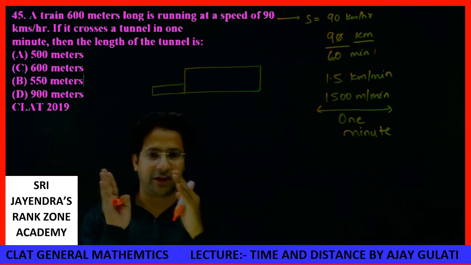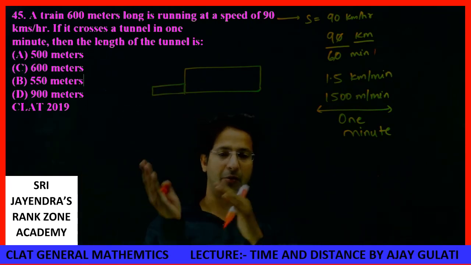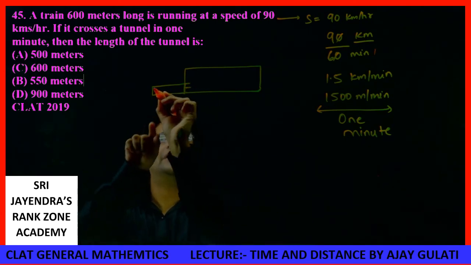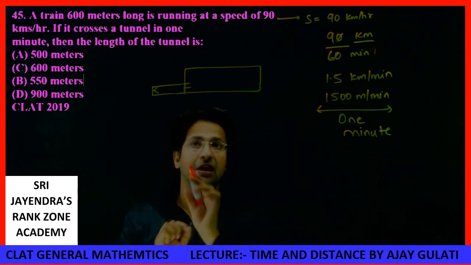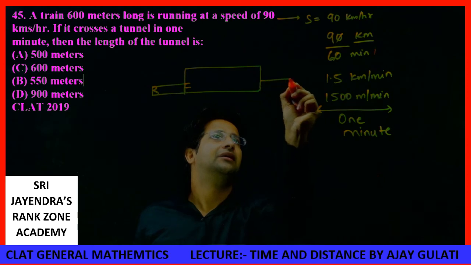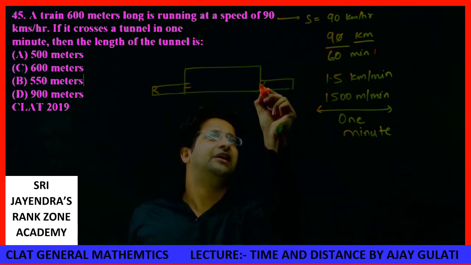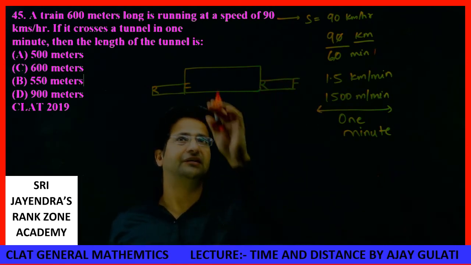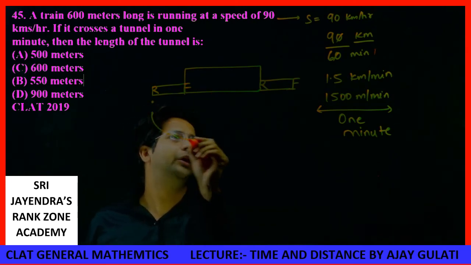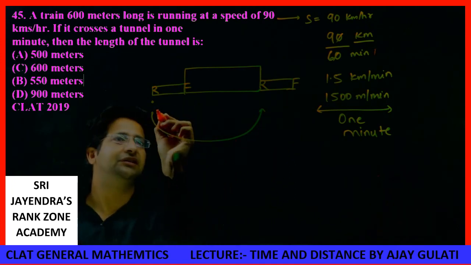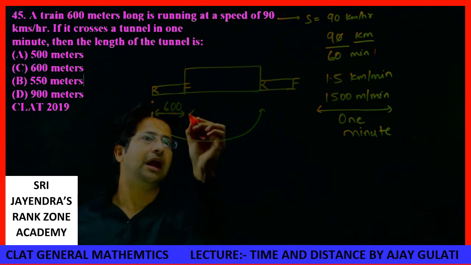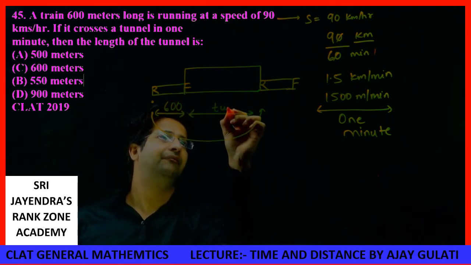When a train crosses a particular big object, a platform or a tunnel, it means before starting, this is the front end of the train, this is the rear end of the train. After crossing, this thing moves over here. This is the rear end, this is the front end, this is the tunnel. So how much distance does any particular point move? Any particular point moves this distance. The length of the train is 600 meter, and this is the tunnel.